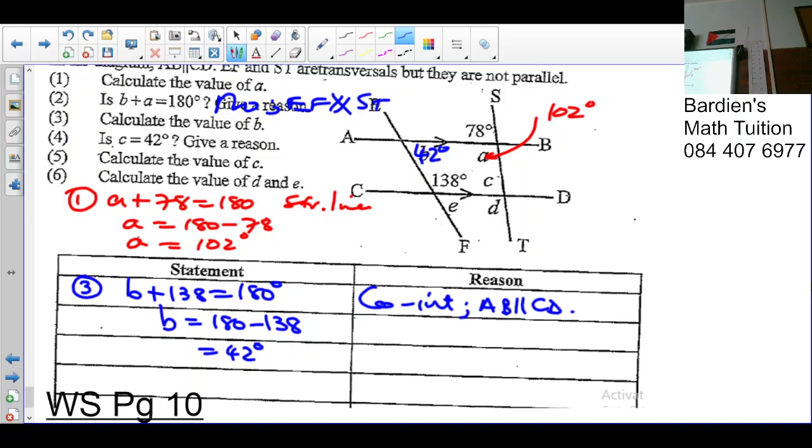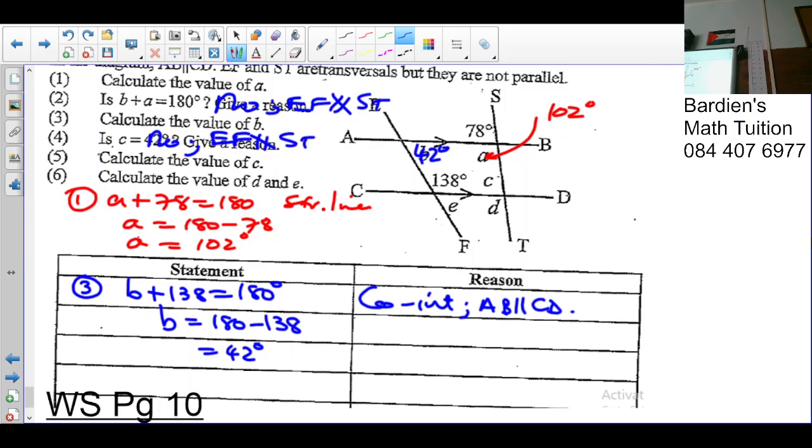Is C 42 degrees? Why not? The lines are not parallel. So 138 plus that is not 180, because 138 plus 42 is 180. So number 4 again, is C 42? The answer is no. The reason? Because EF is not parallel to ST.